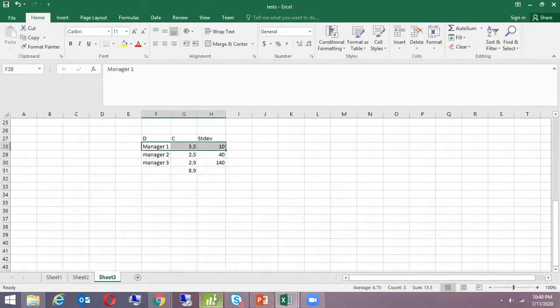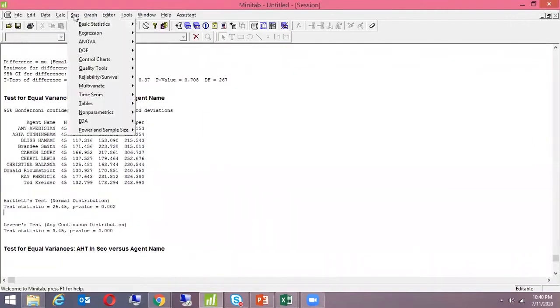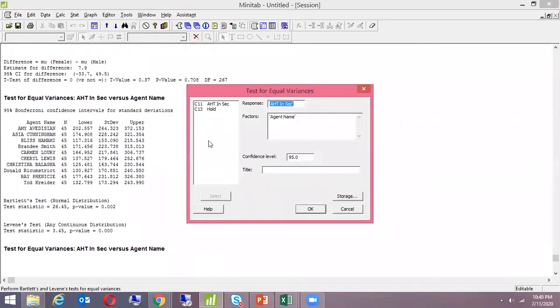Let me do a test of equal variance once again with some other example to make you understand. So I go to Stats, I go to ANOVA, I go to Test for Equal Variance. Response is always my Y. So I am comparing average handling time of different trainers. I want to know whether there is any significant difference in their handling time or not, in terms of variance.